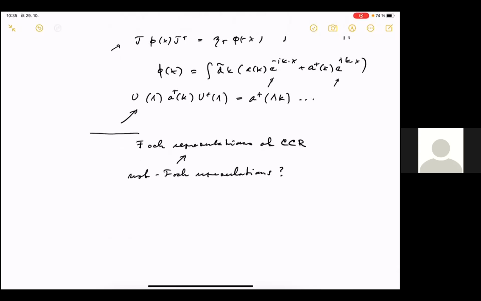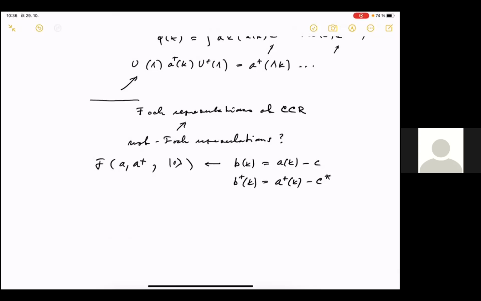Simply, if we have some Fock representation, therefore we have creation and annihilation operators and some Fock vacuum, we can construct in this space new operators, b_k, which is just this a_k, for instance, minus some constant c, and b_k cross is the original a_k cross minus c complex conjugated. This c is a c-number, therefore, in fact, we should write c times the identity operator here. Of course, these b and b cross obey the same commutation relations: b and b are zero, b and b cross give the invariant delta function.